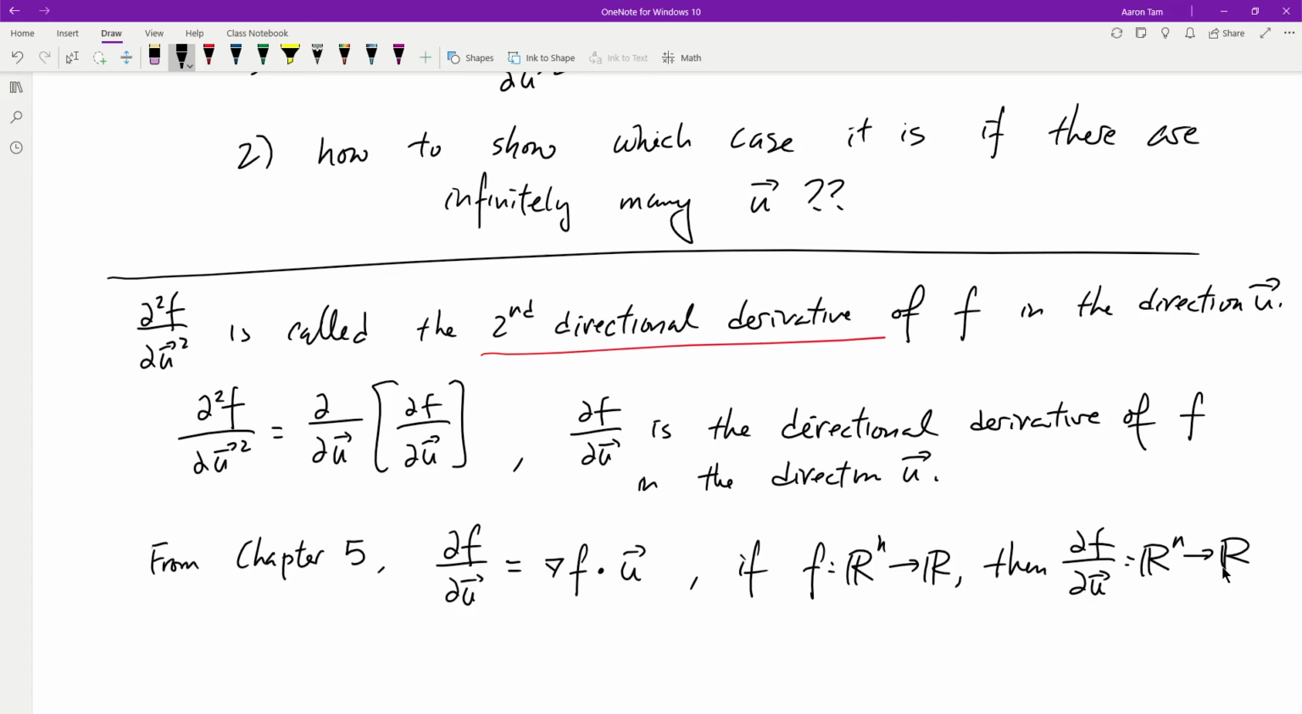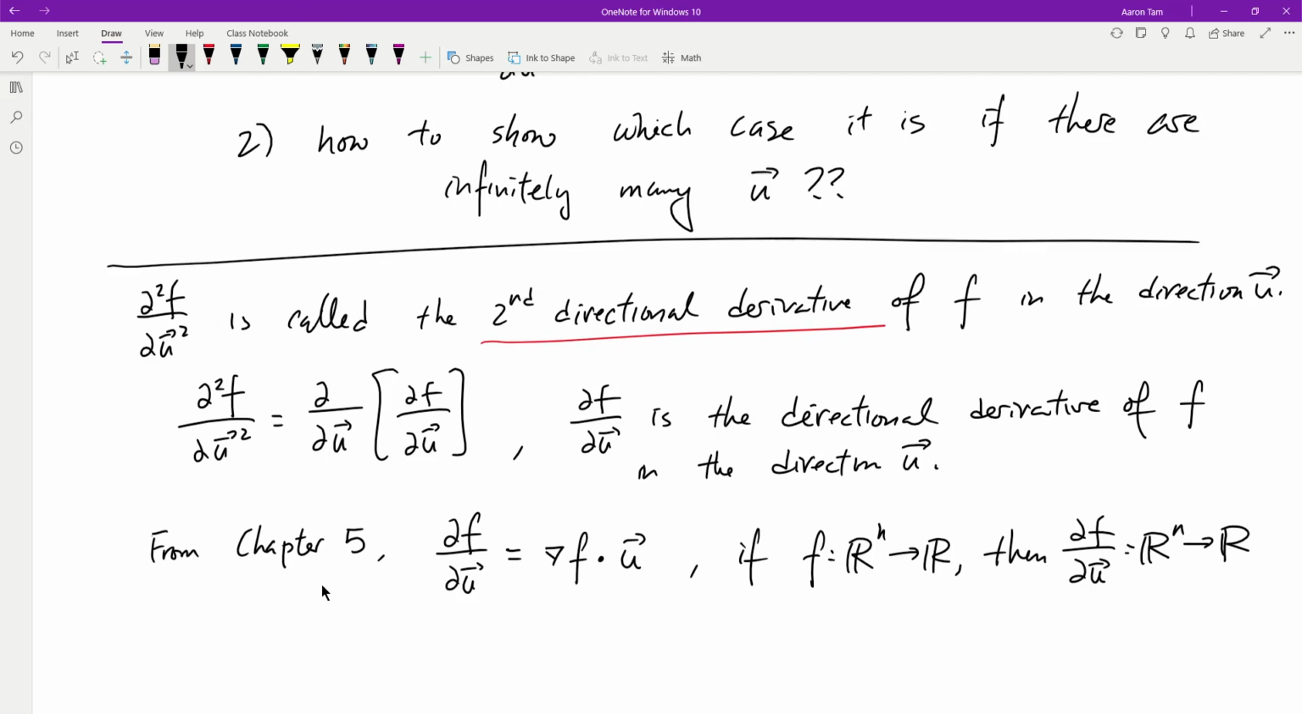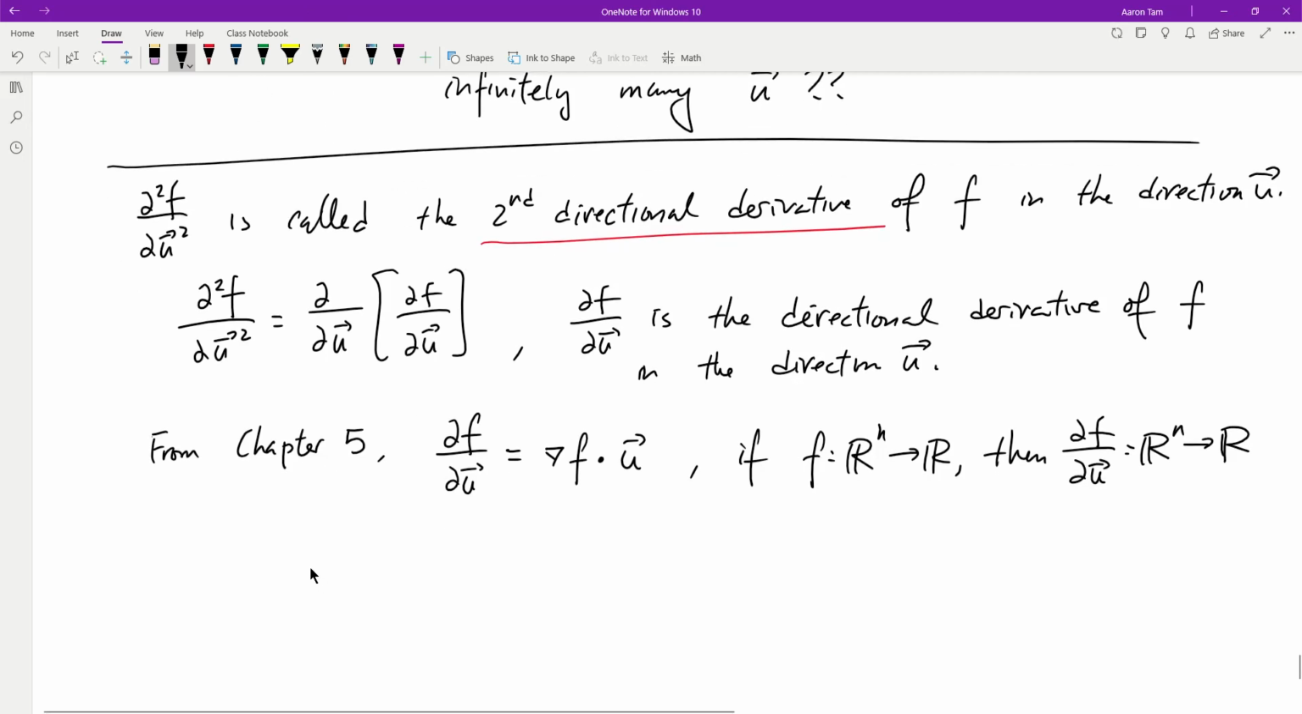So the directional derivative actually follows the same concept. Therefore, I should now be able to form the directional derivative of the directional derivative that we figured out here. So how does that work? This is what it means. If you want to do d squared f over d vector u squared, that would mean you basically take the directional derivative in the direction of u of the directional derivative in the direction of u.